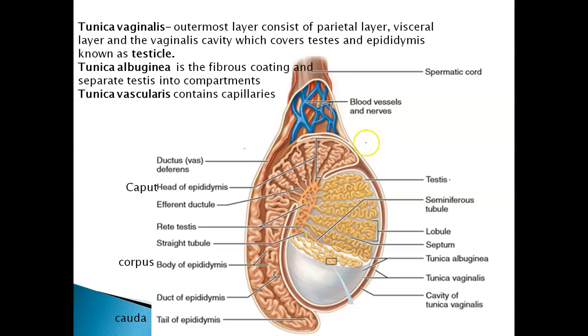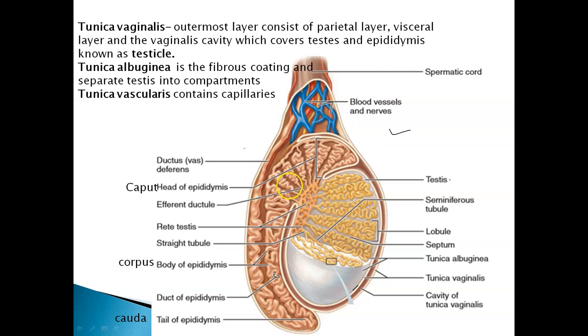This is the complete diagram which we have just studied. If you have missed any labeling, you can see here and then label. So first was the tunica vaginalis, then it forms the tunica vaginalis cavity, which contains seminiferous tubules. These tubules have the cells which form the sperms, and these sperms will be released from the seminiferous tubules to the rete testis. The rete testis will then pass them to the straight tubules, which are vasa efferentia.